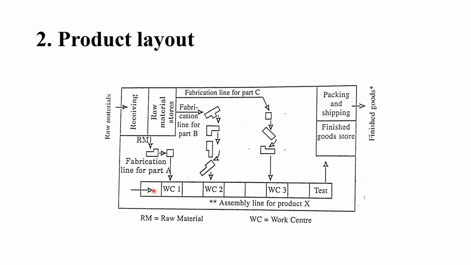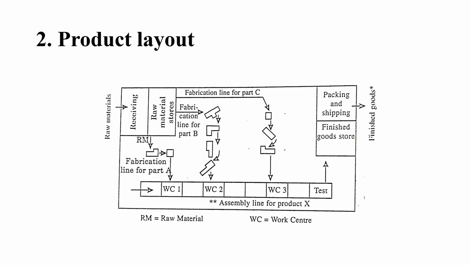In work center 1 some amount of goods will be produced, in work center 2 some amount of goods will be produced, and in work center 3 some type of goods will be produced. After all the processes, it goes for testing, checking whether the product will perform well or not. Next one is the finished goods store. The good will be finished, and afterward it goes for packing and shipping.